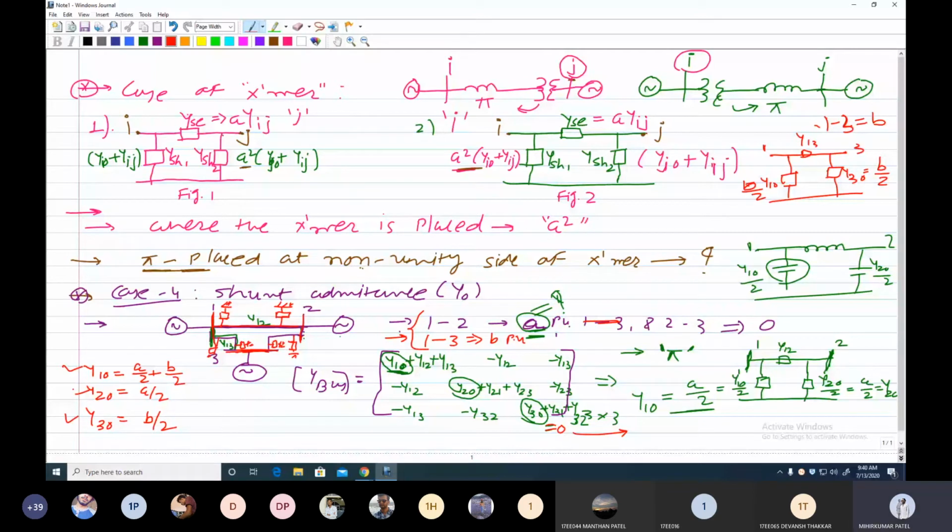If you wish, you can write that the shunt admittance is directly added to the diagonal element.